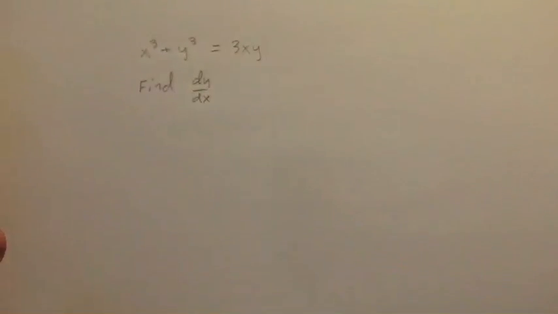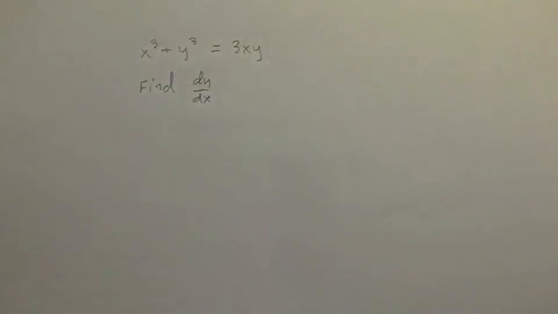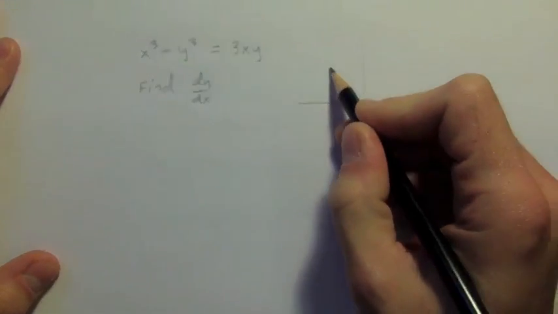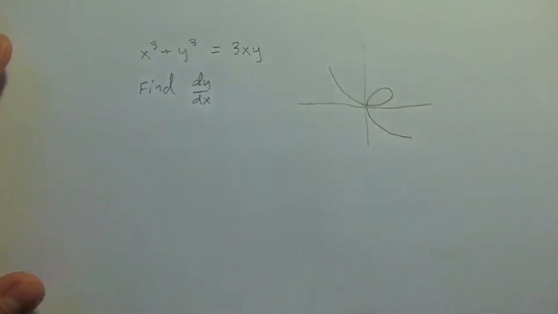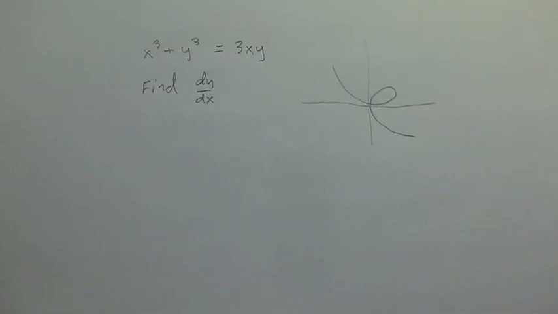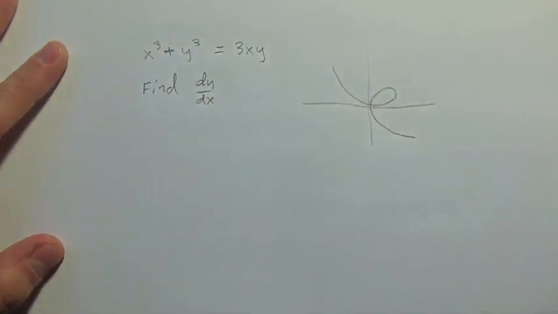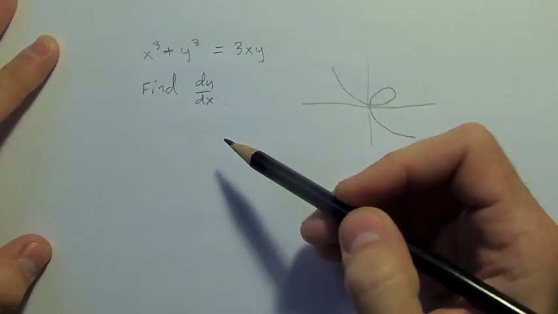Okay, let's start with the example we were just talking about. X cubed plus y cubed equals 3xy. Now, this curve looks something like this when it goes along. Definitely not a function, but still a pretty important curve. I forgot its name, but there's an application somewhere. But anyway, the important part is that we want to find dy over dx, and we're going to use implicit differentiation.